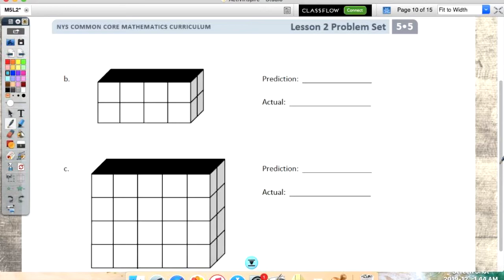Okay, Alex, what's your prediction for this shape? 16. I think you're right. Mm-hmm. Now, how did you come up with that? Let's briefly explain it. I didn't have time to count them all, so I just multiplied 4 times 4. Okay, so you looked at 4 here and you knew it was doubled. So 4 doubled. Anybody do it a different way?